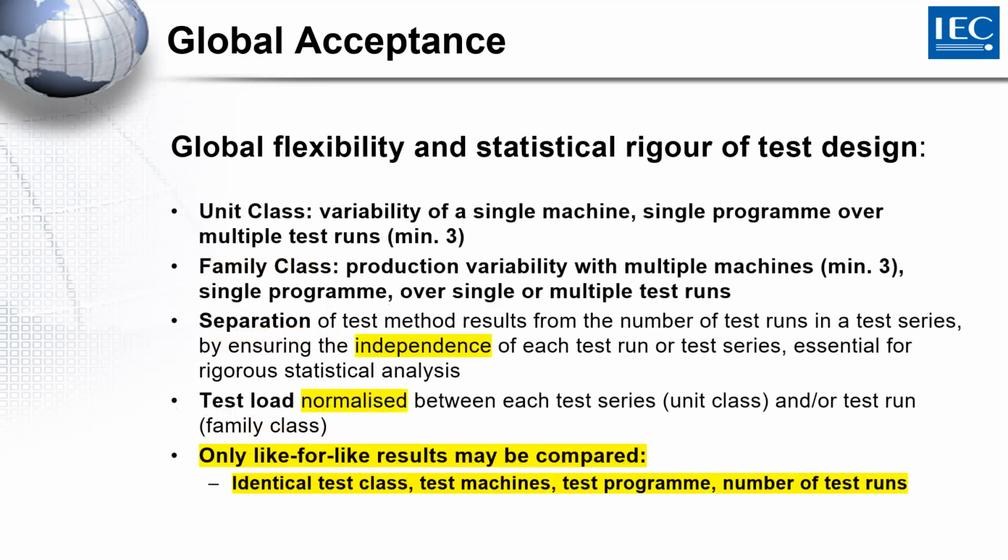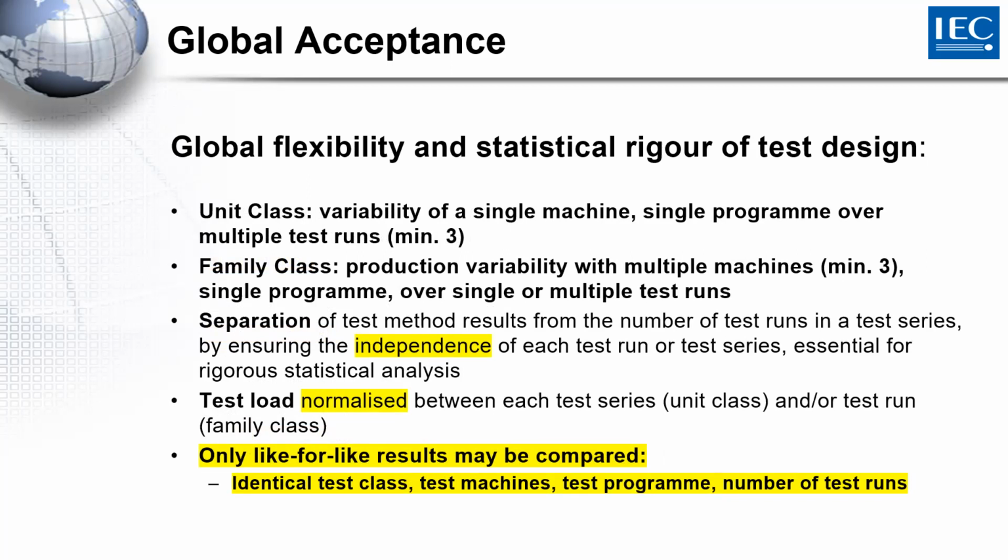Let's look at the unit class. This is the variability of a single machine with a single program over multiple test runs, and we've assigned a minimum of 3. This is the traditional IEC test with, let's say, 5 runs with no normalization in between. That's fine. It tests the variability of a single machine, and we trust to the manufacturer that his quality control is good, and this would be representative of production.